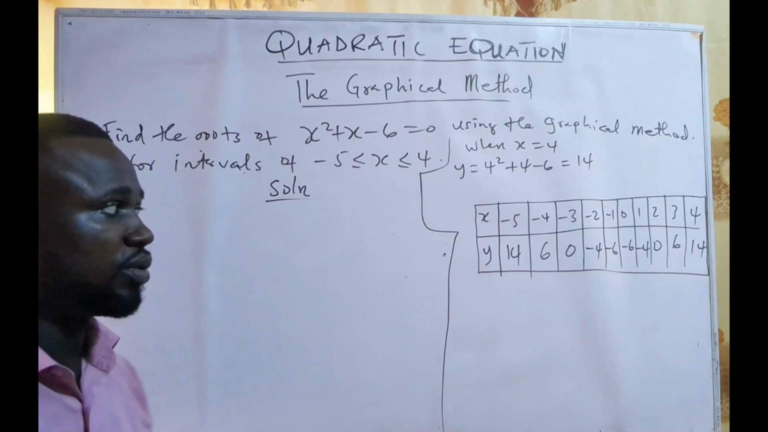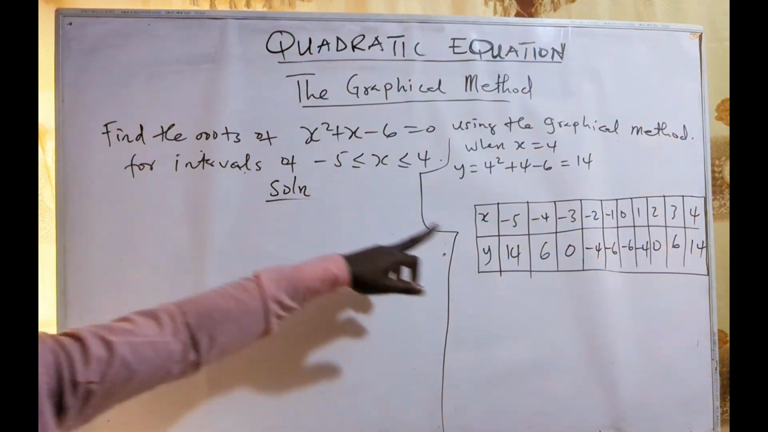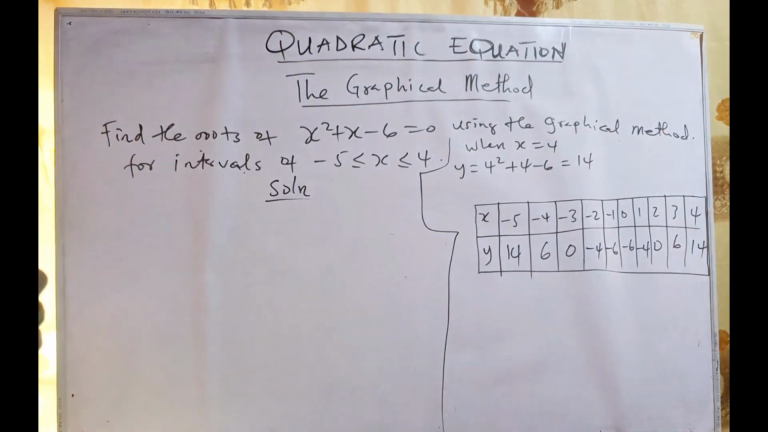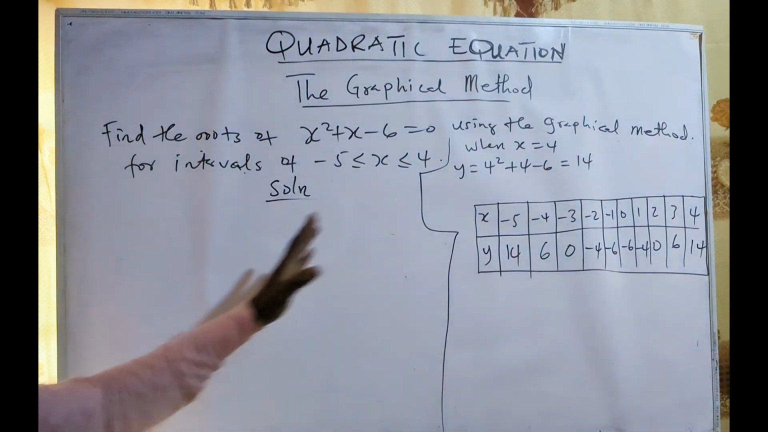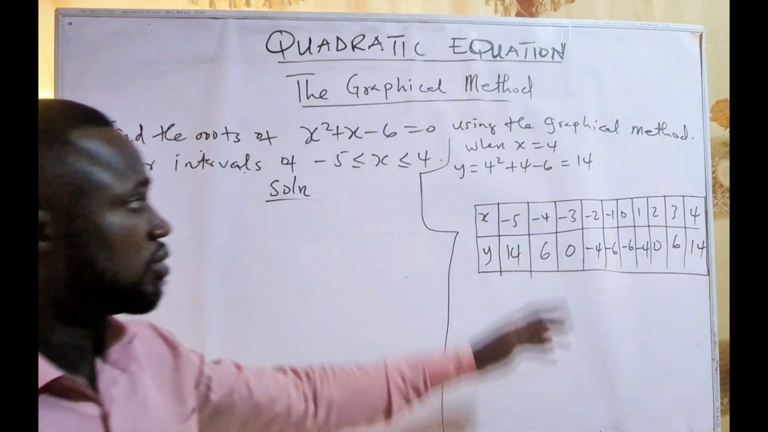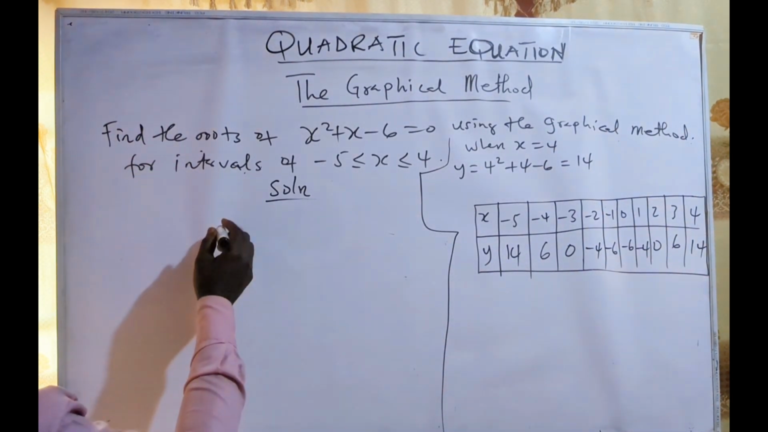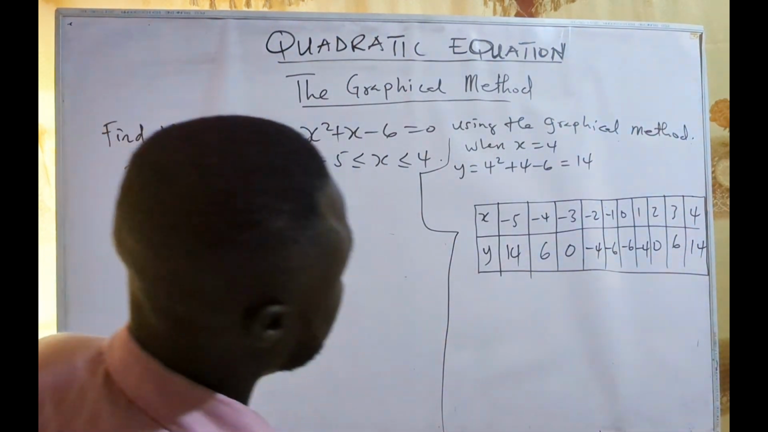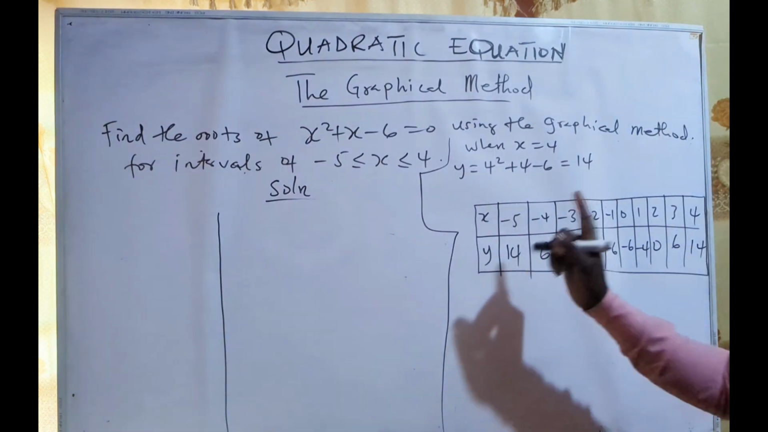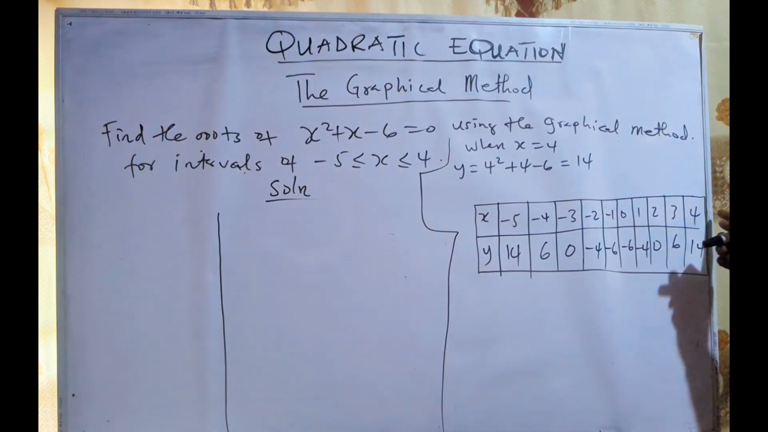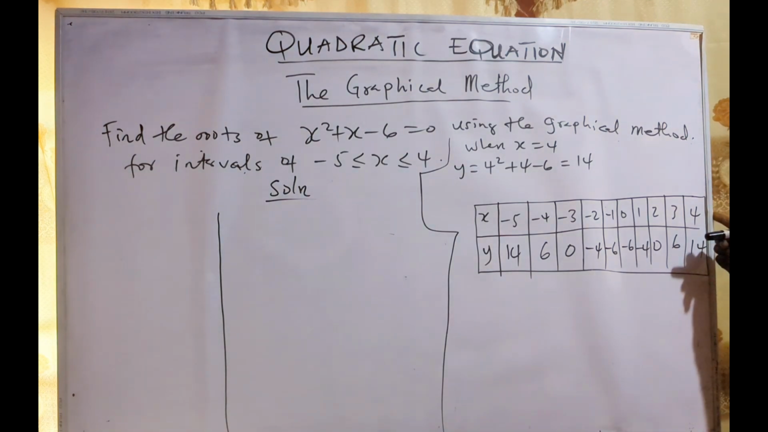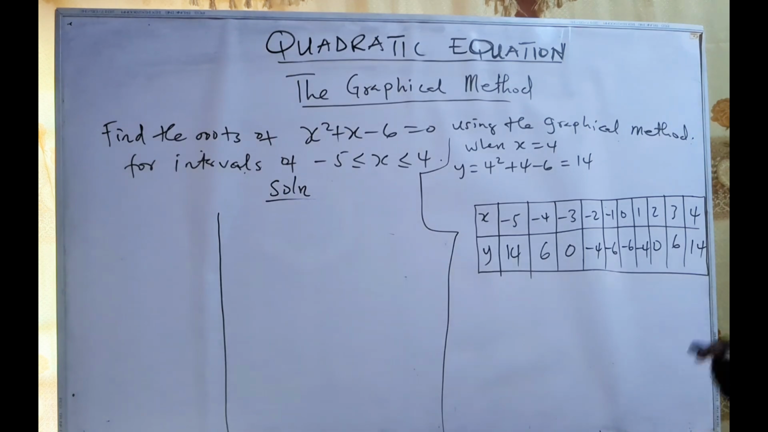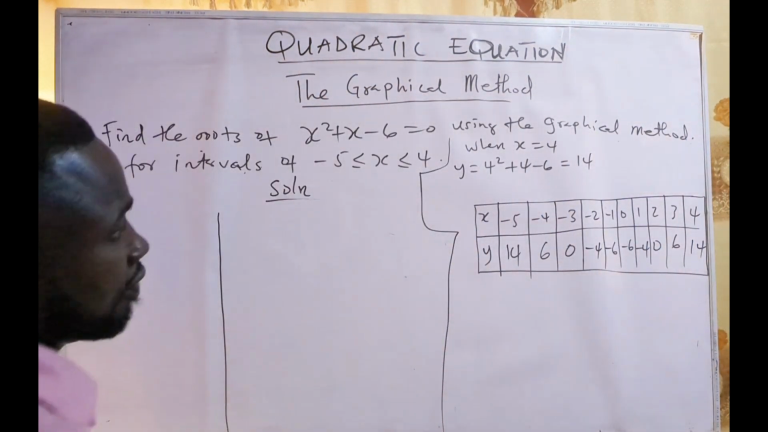As time goes on, I will also teach how to use the calculator for the table without going through all these steps. You can also use the calculator and then you get your table. We were not given a scale, so we are going to pick a convenient scale so that we can draw the graph. On the x side, starting from negative 5 to positive 4, you can pick 2 centimeters to 1 unit. And on the y axis to 14, you can pick 2 centimeters to 2 units, and that I believe will help us.